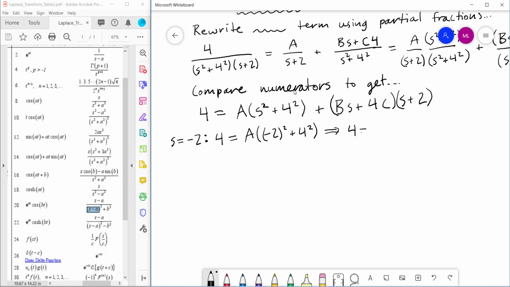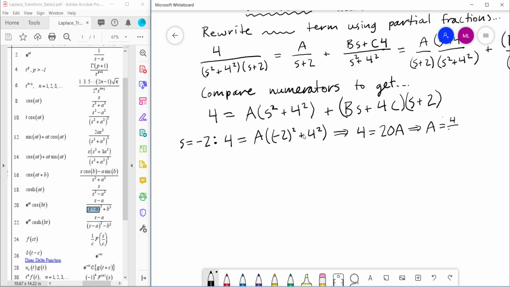which means this is going to give me that 4 is equal to, if I simplify this, -2 squared is 4, 4 squared is 16, 4 plus 16 is 20, so I get 20a out of that, and that tells me that a has to be equal to, in this case, divide both sides by 20, we get 4 divided by 20, which simplifies to 1/5. So a is going to be equal to 1/5 in this case.